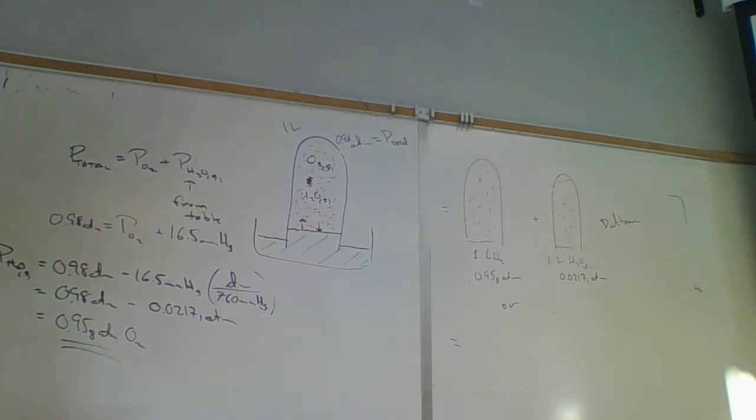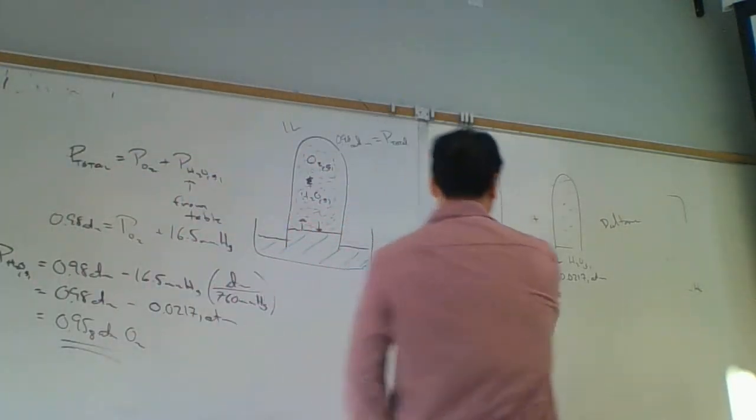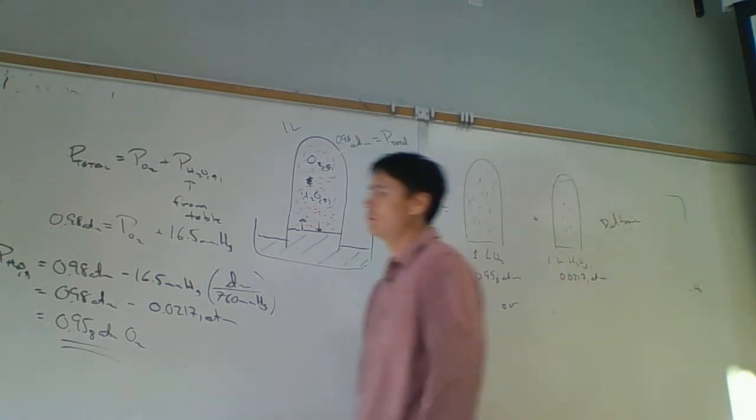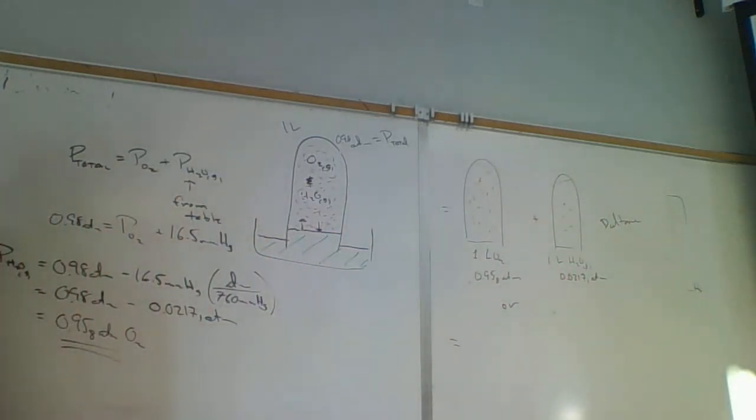Both ways are valid. So how much oxygen did you generate? Well, how much oxygen I just generated is 1 liter of oxygen at 0.958 atmospheres, or equivalently 0.977 liters of oxygen at 0.98 atmospheres. This is the exact same amount.